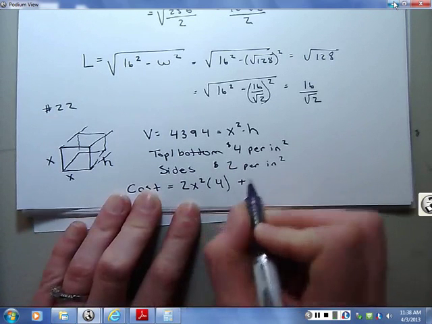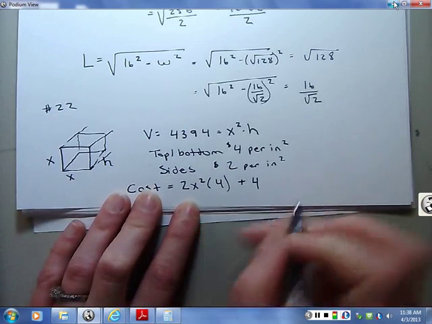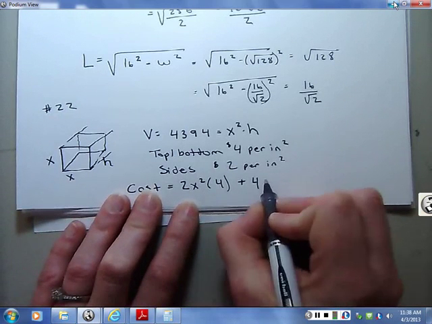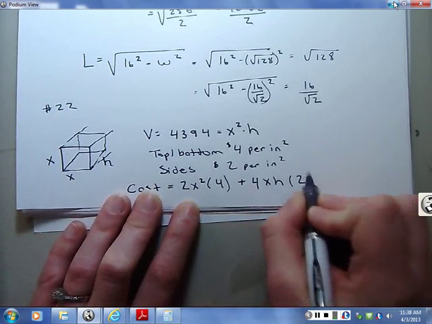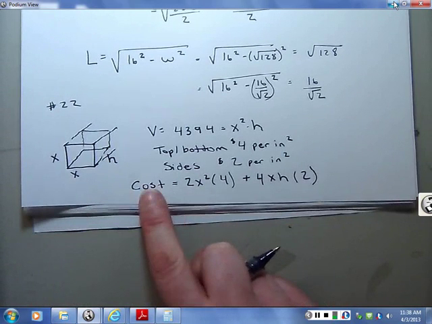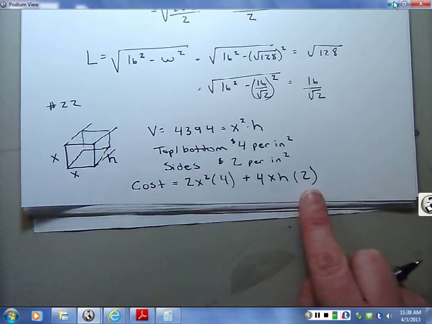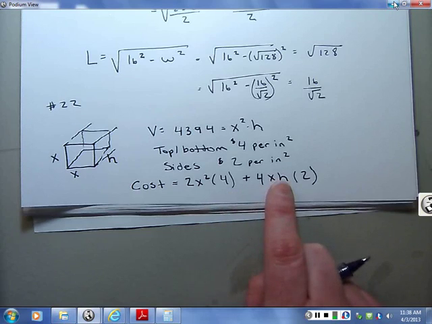Plus, how many sides do I have? 4. What's the formula for the area of the sides? And how much does it cost me to make that? $2. So this is my cost function, right? Now that I have my cost function, this is the function I want to minimize, but I need to get it all in one variable, right? And it's mostly in one variable except this h. So I need to find a formula, or I already have it written down, that I can solve for h in terms of x, plug that in for h, and then differentiate and go from there.